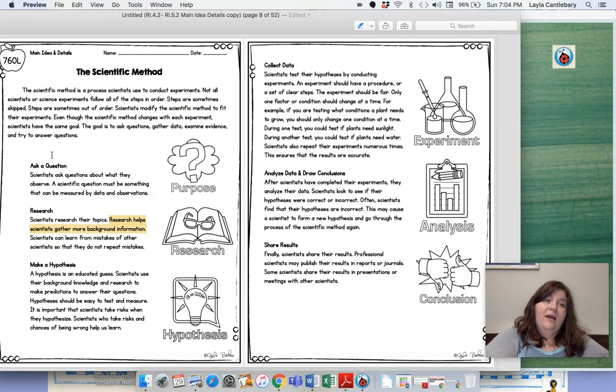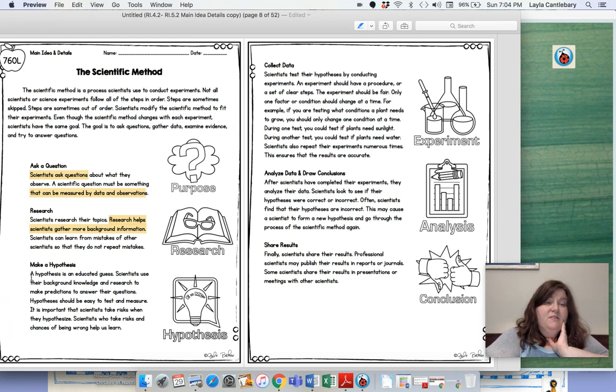So I would say the most important part, there's only two sentences in this paragraph, maybe we would say scientists ask questions, and I'm going to put it together with that can be measured by data and observations. I think that those two things form the most important part of that paragraph. Let's go to the next paragraph.